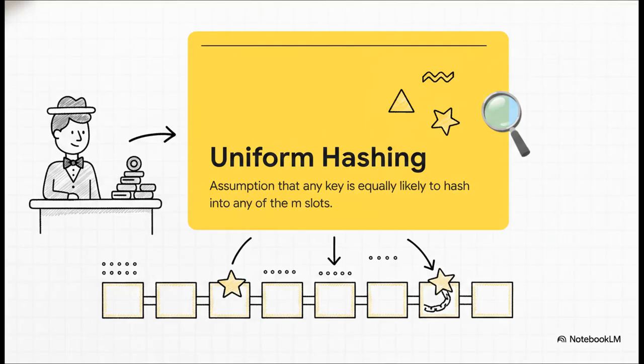To actually make our performance math work, we rely on a really important assumption called simple uniform hashing. This just means we assume our indexing clerk, our hash function, is fair. It absolutely does not play favorites. Any given key has an equal probability, specifically 1 over m, of landing in any of the available slots. It distributes the items evenly, so we don't just end up with one massive, endless linked list, while the rest of the entire table just sits completely empty.